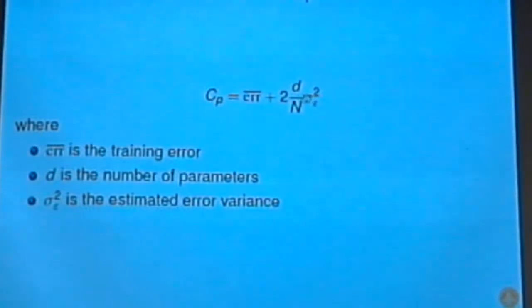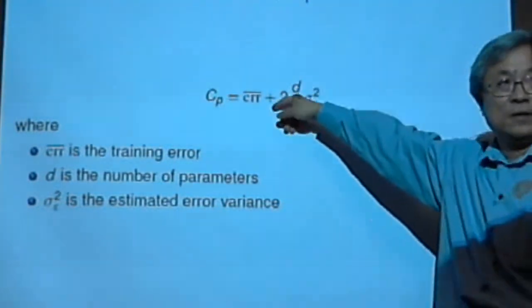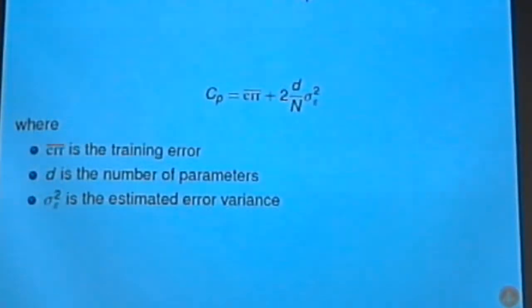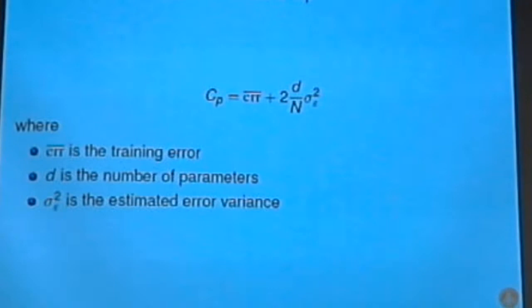And of course, Mallows' Cp also penalizes model complexity. If D becomes larger, meaning more input variables, you have a more complex model, right? So you have these additional terms. Let's now look at what this notation stands for.